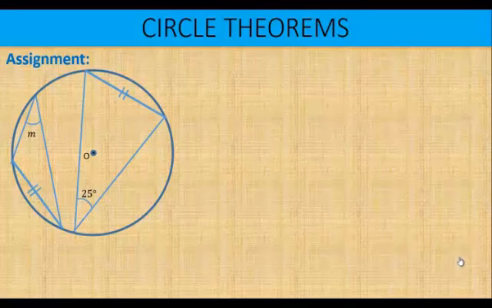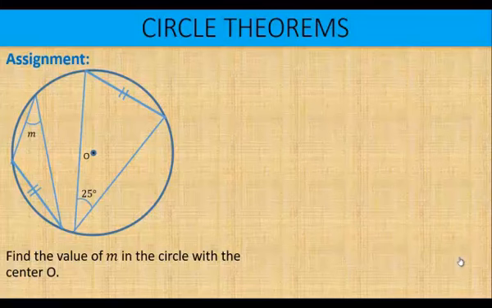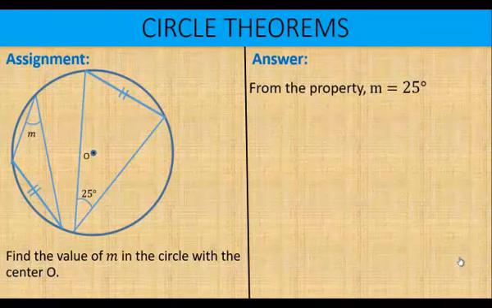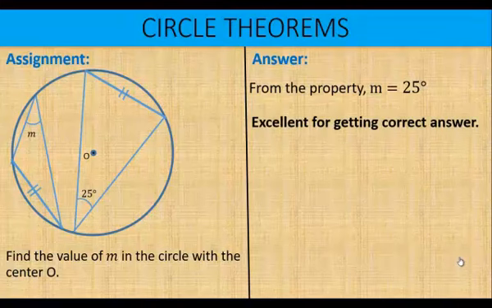Look at the diagram well. Find the value of m in the circle with the center O. Pause the video, write your answer down, then you compare your answer to mine. From the property, we can say that m is equal to 25 degrees. If you had this, then you are correct.